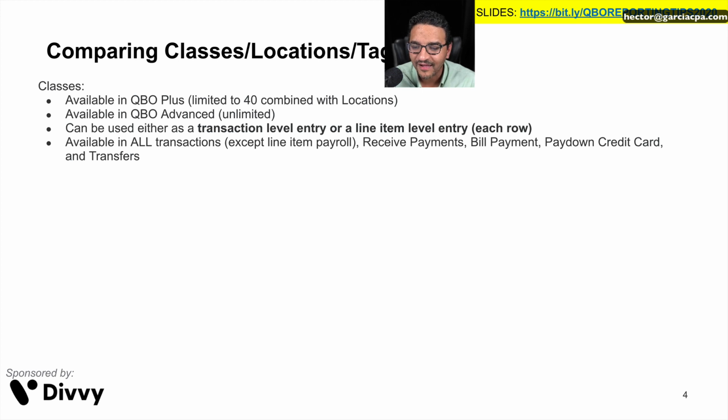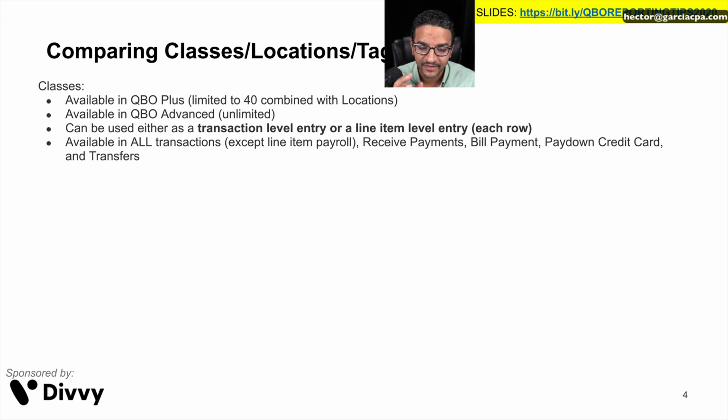So whatever the class of the invoice that the payment is attached to, that receive payment will have the property of the attached or linked transaction. Bill payments, same thing. If you've got a bill and a bill payment, the bill itself has a class. The bill payment will not have a class, but once you apply or attach that bill payment to the bill, that bill payment will basically encompass the class of that bill.